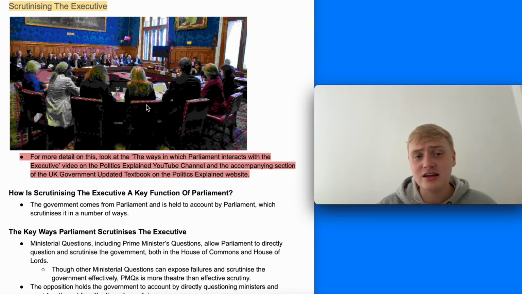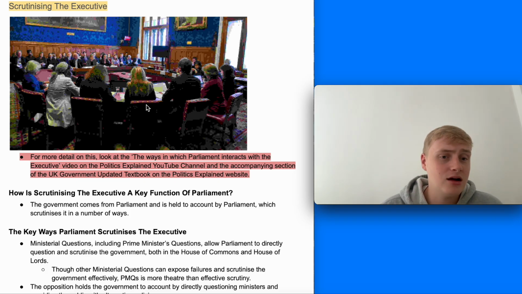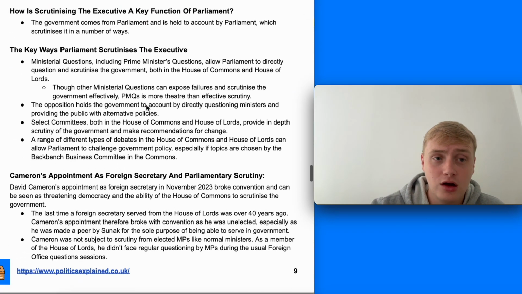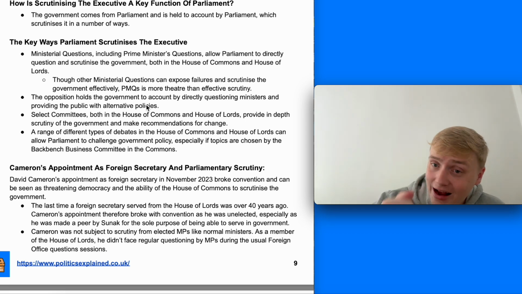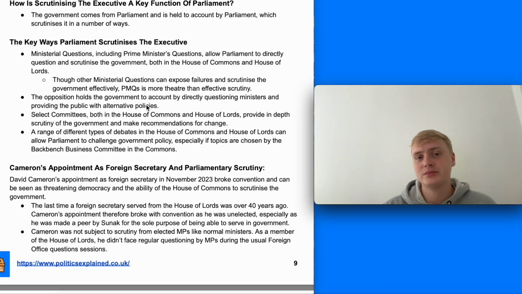Again, scrutinising the executive is a key role of Parliament. The government comes from Parliament, and Parliament is given the task to hold it to account, which it does through a number of ways. Ministerial questions, including PMQs, enable members of Parliament, including the opposition, to directly ask questions to government ministers and the Prime Minister in Prime Minister's questions, and the opposition can hold them to account through that. Select committees and a range of different debates are also really, really important. But again, much more detail on that in the parliamentary scrutiny video on the playlist.